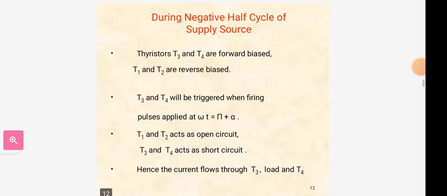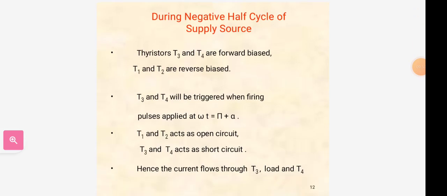And also during negative half cycle of the supply source, thyristors T3 and T4 are forward biased, T1 and T2 are reverse biased. T3 and T4 will be triggered when firing pulse is applied at omega t equal to pi plus alpha. T1 and T2 act as open circuit. T3 and T4 act as short circuit. Hence, the current flows through T3, load and T4.